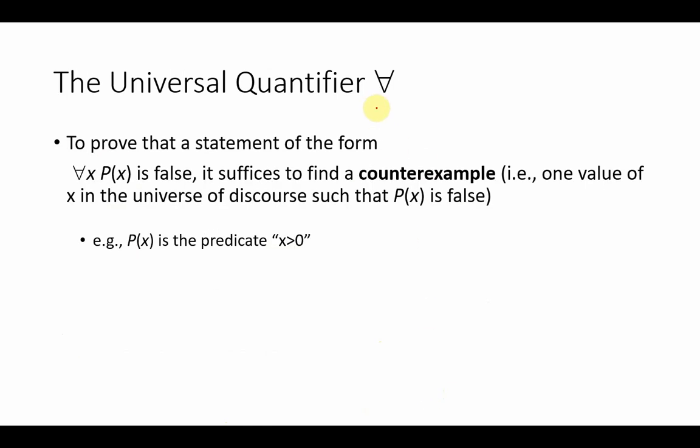Now, if I want to prove that a universally quantified statement is true, once again let us understand, I cannot use examples to verify a universally quantified predicate to be true. But what I can do is try to find a counterexample. If I can find a counterexample, then I can say that the universally quantified predicate is false. But if I cannot find a counterexample, then I have to say that this statement is true.